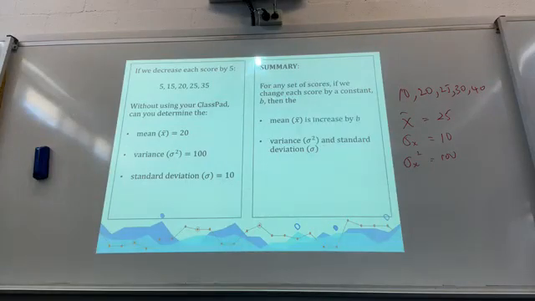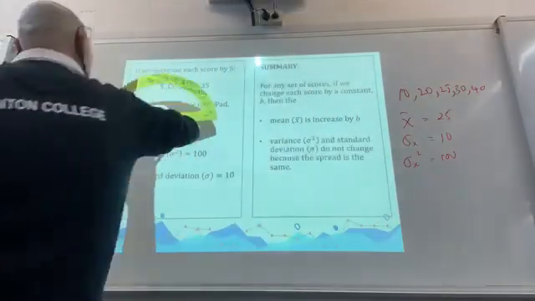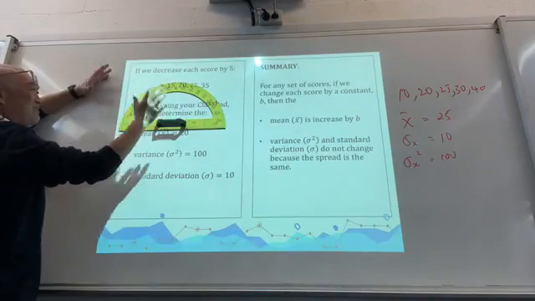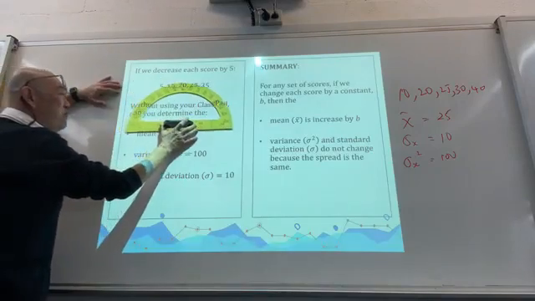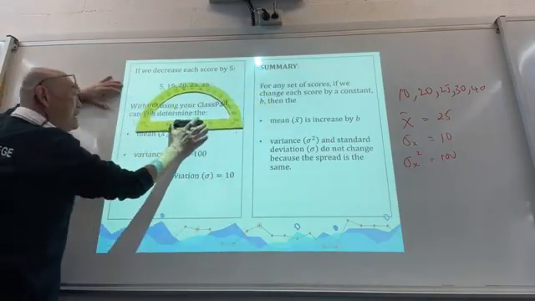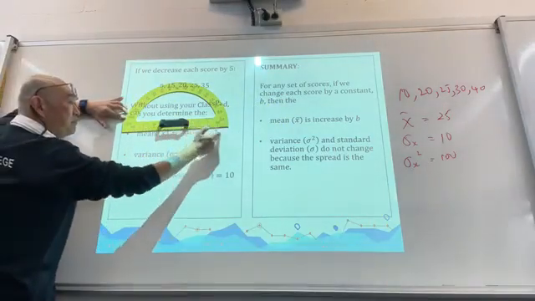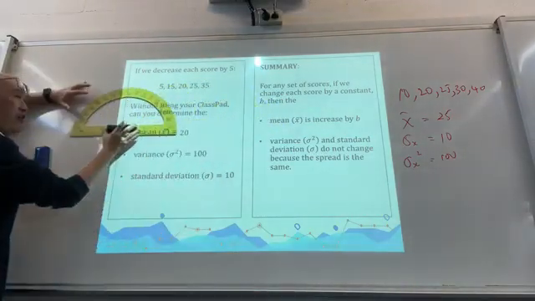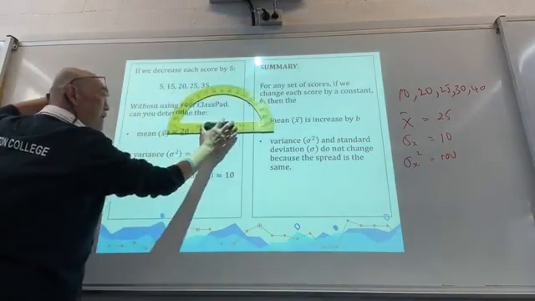Mean is increased by b, but the standard deviation does not change because the spread is the same. So let's think about if the spread is something like this. If you move it around, you are adding every number by the same amount. So you are just moving back and forth. So the mean definitely changes.